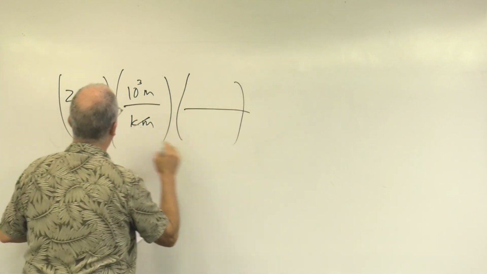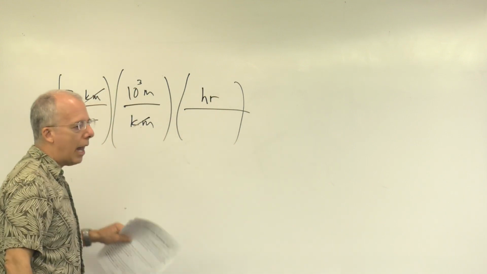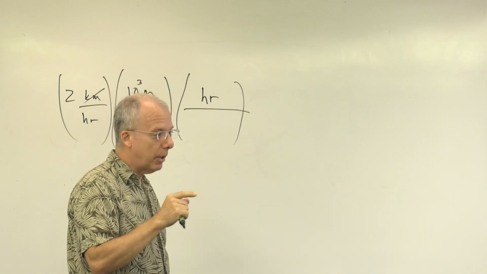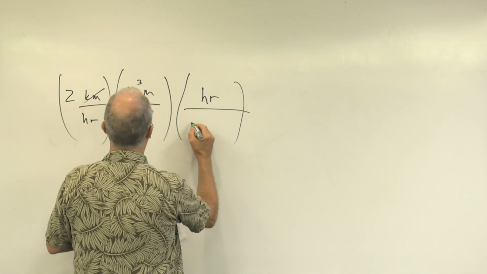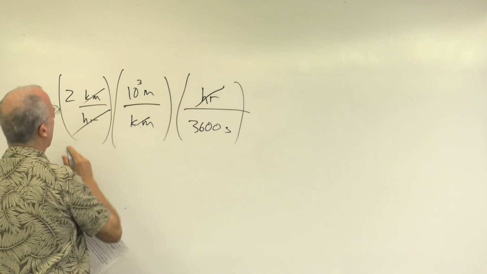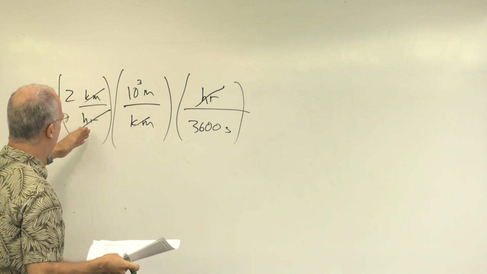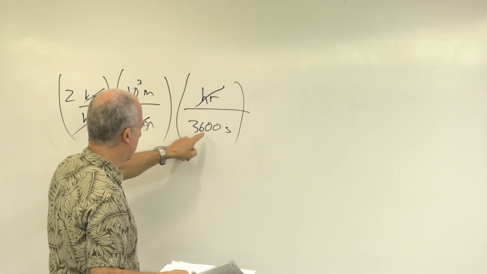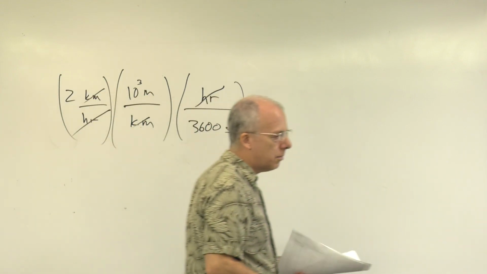Okay, now I've got to get rid of the hour. So how many seconds in an hour? Well, there's 60 seconds in a minute, 60 minutes in an hour. So 60 times 60 is 3,600 seconds. So hour kills the hour. I don't have a calculator with me, sorry. But what is 2 kilometers per hour? It'd be 2 times 10 to the third divided by 3,600. Okay? So that, whatever that is. All right, so that's how you do it. You just multiply by 1.